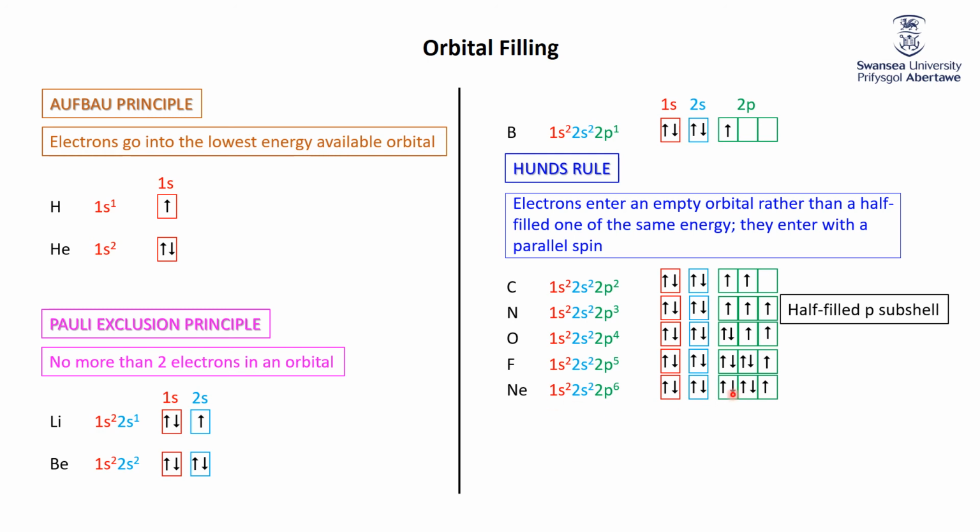You've got the 1s filled, the 2s filled, and now the 2p is filled with those 6 electrons. And again, remember what that looks like. That is a filled p subshell, and as we will see later on, something very, very special about a filled p subshell.